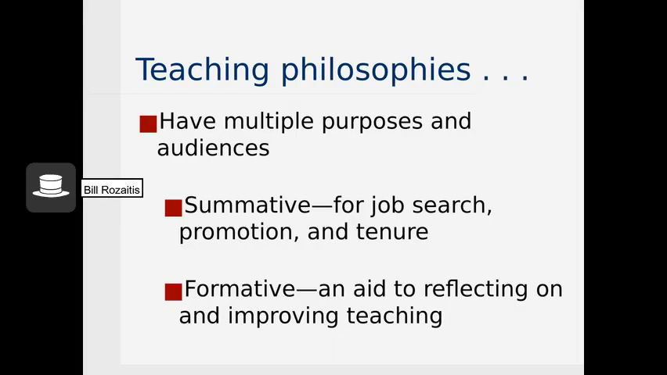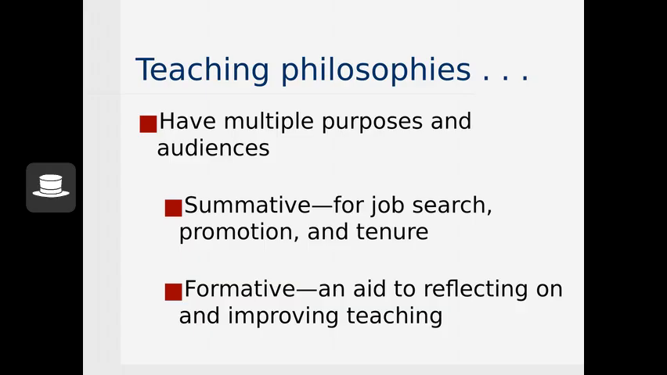With any piece of writing, it's important to keep in mind why you're writing it and who you're writing it for. That is, the purpose and the audience of the piece. And teaching philosophies are no different. There are really two primary purposes for teaching philosophies, each of which has different audiences.